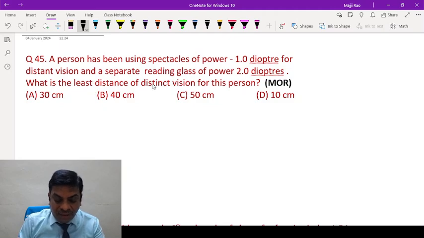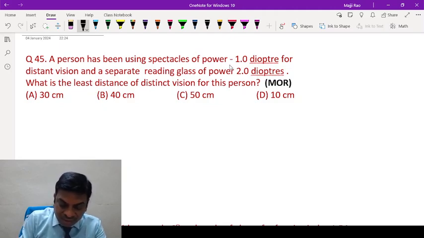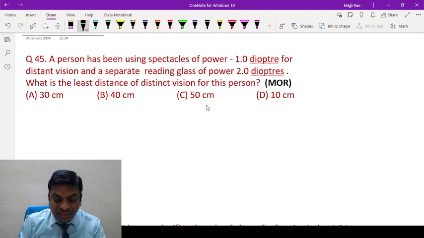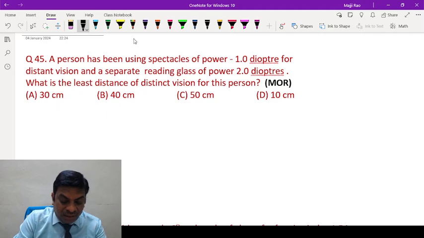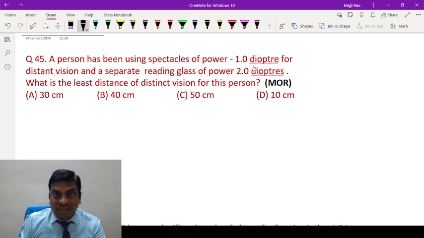A person has been using spectacles of power -1 diopter for distant vision, and a separate reading glass of power 2 diopters. What is the least distance of distant vision for this person? Now, students, certainly this -1 diopter is used for long distance, because a concave lens rectifies short-sightedness. That is, we cannot see objects at a far off distance. So it has nothing to do with the near point.